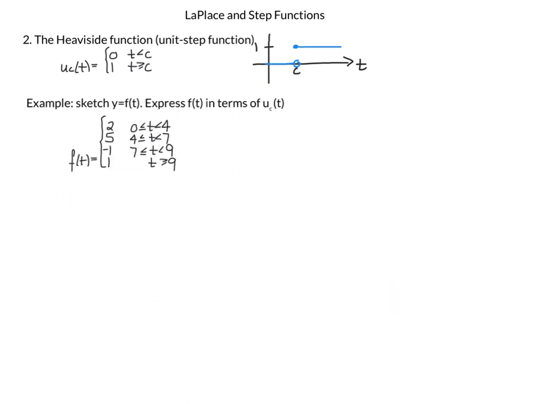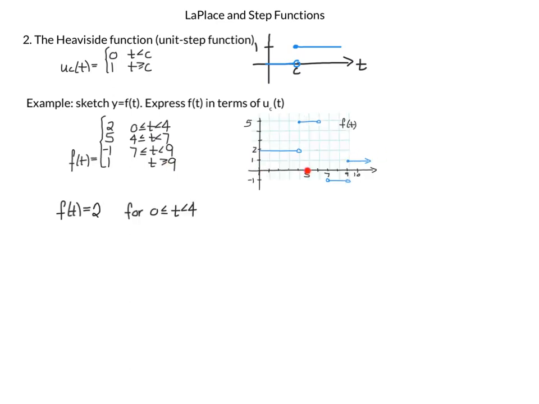My next example is to sketch y equals f of t, this is my f of t here, and express f of t in terms of u c of t. I start by sketching my graph. For t going from 0 to 4, f of t is equal to 2. From 4 to 7, f is equal to 5. And from 7 to 9, f is equal to negative 1. And for t greater than 9, f of t is equal to 1.